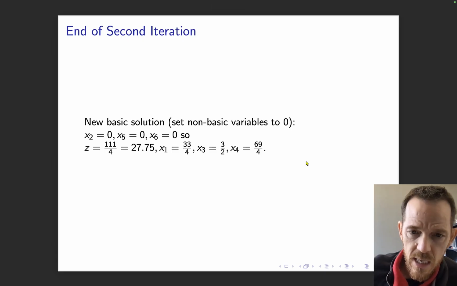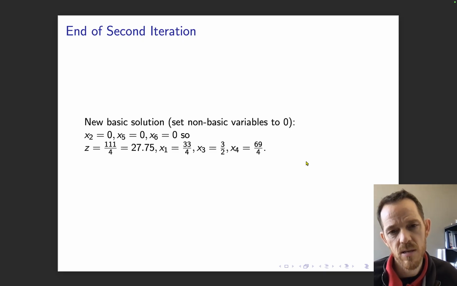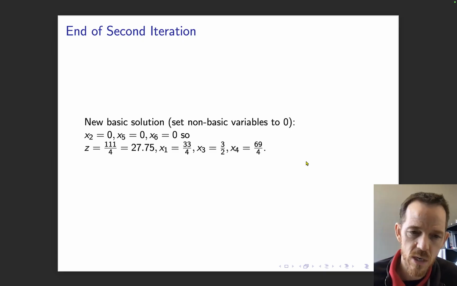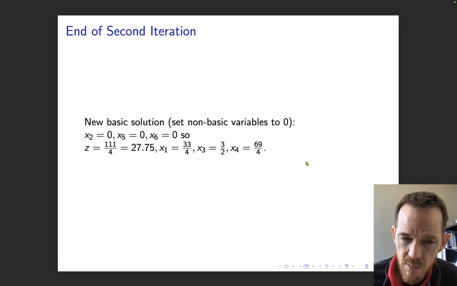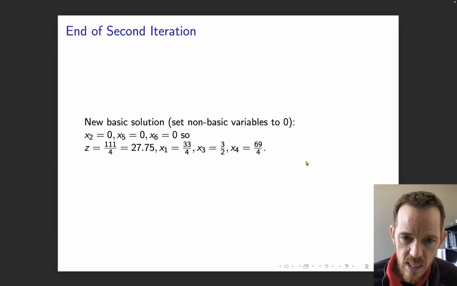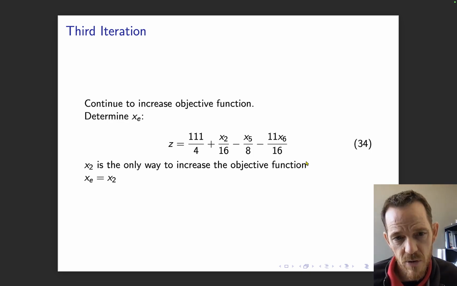Our original set still applies, but by setting our non-basic variables to 0, we get a new basic solution. Notably, z has gone up from 27 to 27.75. Small gain, but a gain. That's the second iteration. Now, for our third iteration, we want to continue to increase our objective function. So we're looking for the largest positive coefficient variable, and that would be x sub 2.